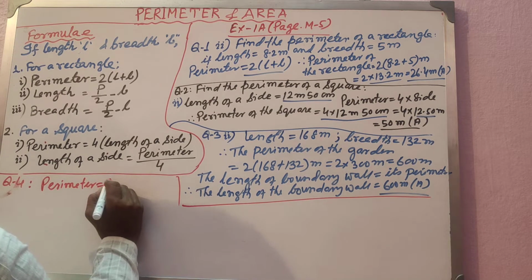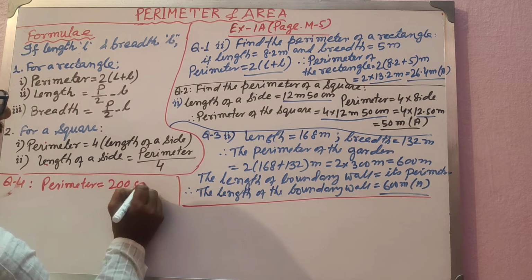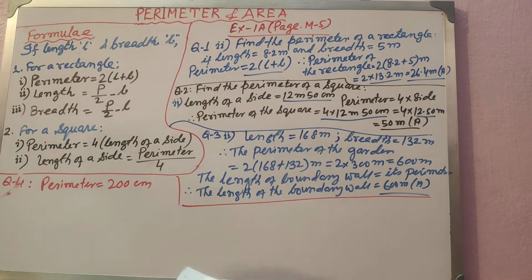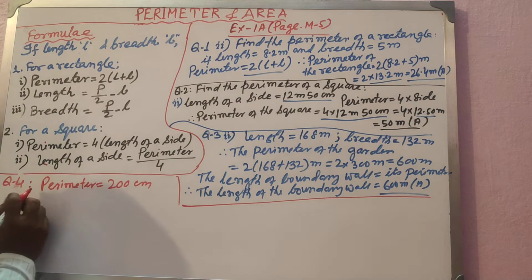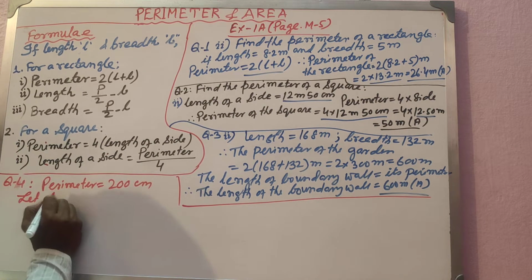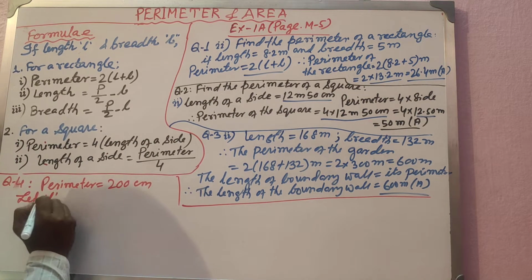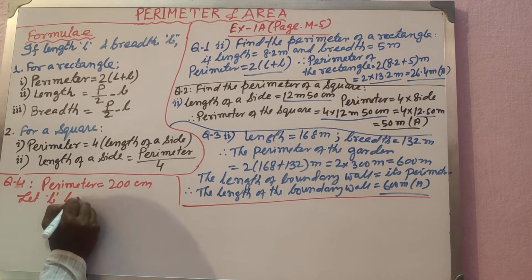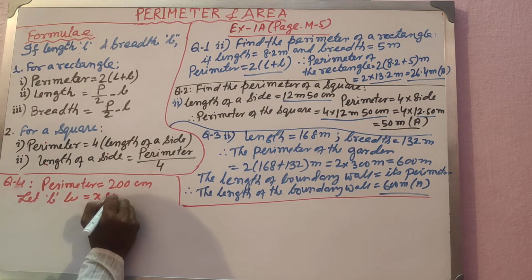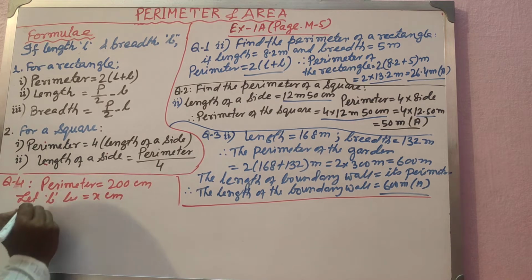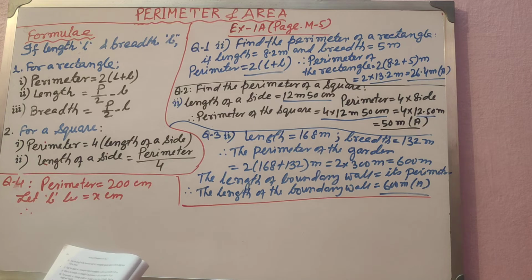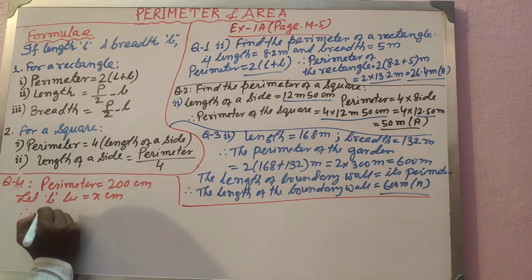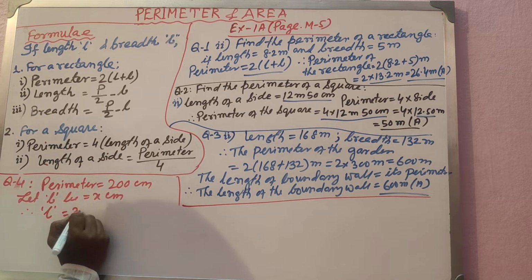Perimeter is equal to how much? 200 centimeter. Now, what is given to you? The length is 3 times its breadth. So you do not know length and breadth. Let breadth, B, be equal to x centimeter. Therefore, length will be 3 times, so L is equal to 3x centimeter.